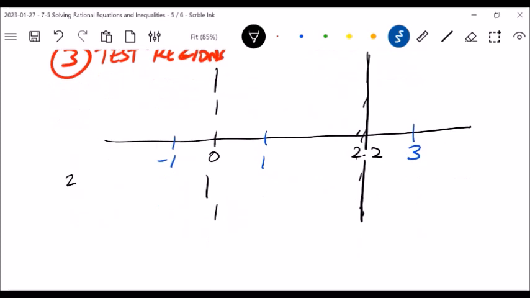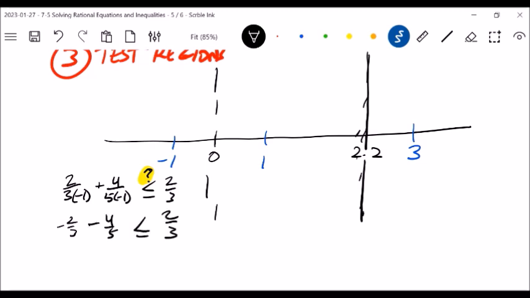So I have 2 over 3 times -1 plus 4 over 5 times -1. Is it less than or equal to 2 over 3? Notice what I'm doing here is I put a question mark to say, is it true? So we have to figure out if it's true. That's -2/3 plus -4/5. Is that less than or equal to 2/3?